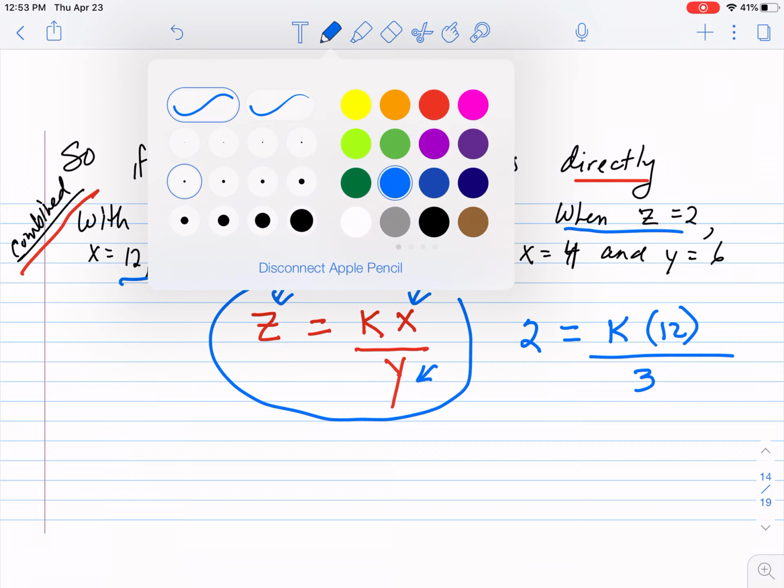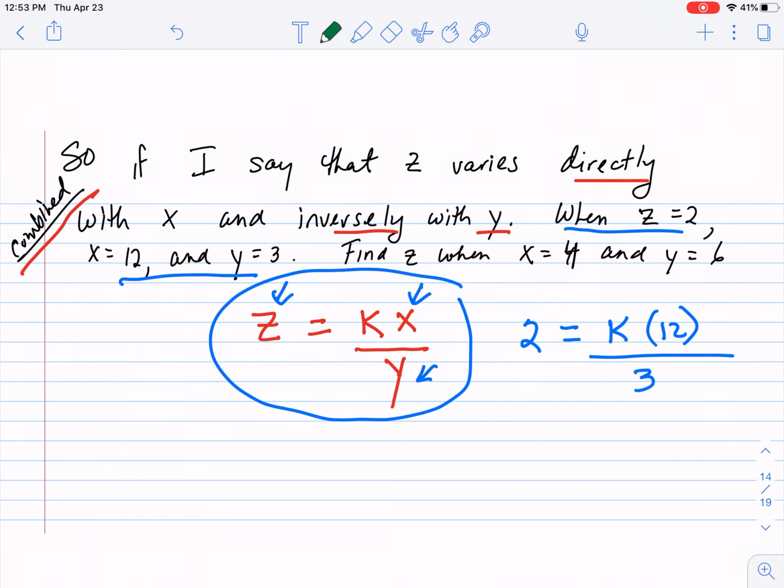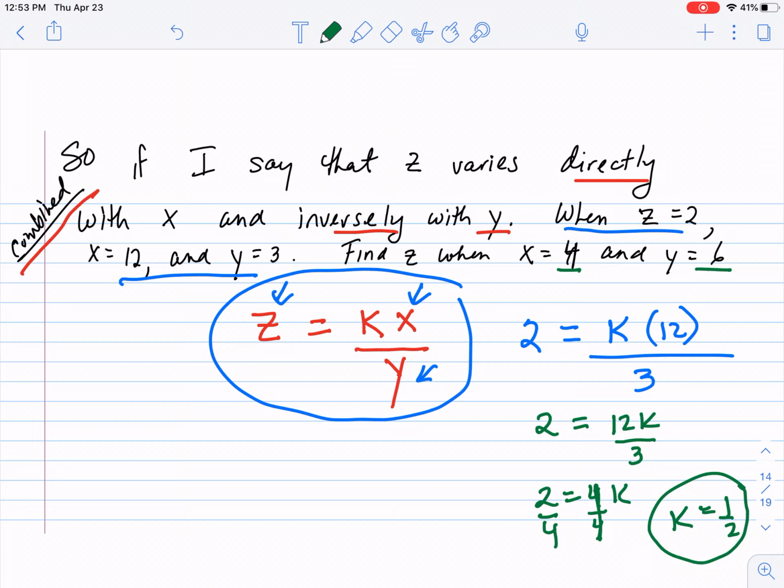I substituted in. The third part of this question is I'm going to find z when x is 4 and y is 6. Before I get to that third part, I need to solve for k. So check it out. I've got 2 is equal to 12k over 3. Well, I can reduce that 12 over 3 to a 4. So 2 is equal to 4k. To solve for k, I divide by 4, divide by 4. So k is equal to 2 over 4, or 1/2. All right, so now I figured out that k is 1/2.